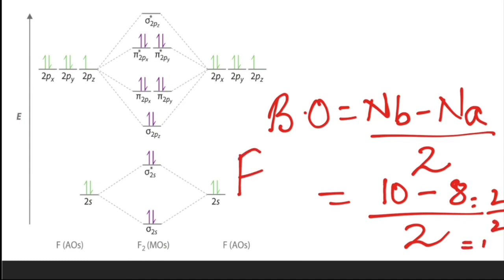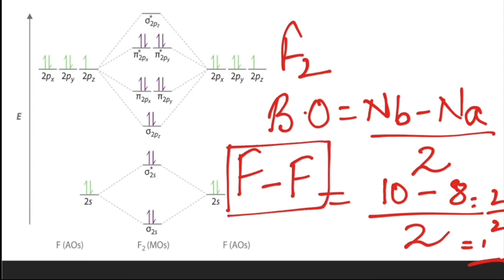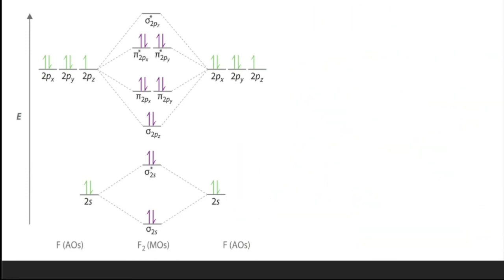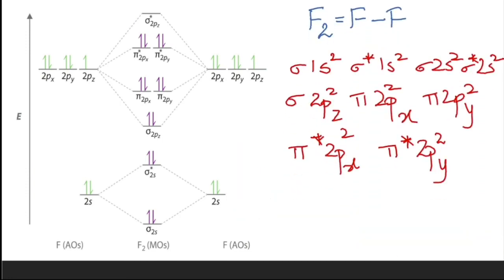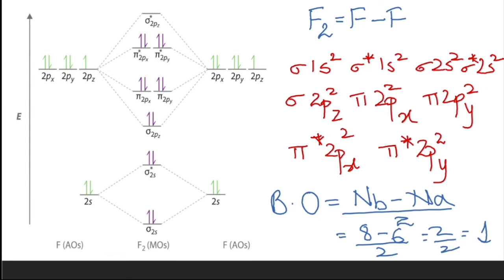So when we consider fluorine F2, it has a single bond because the bond order comes out to be 1. So this is how we are going to write the electronic configuration and calculate the bond order for the fluorine molecule, and the rest will all be done in the same manner.